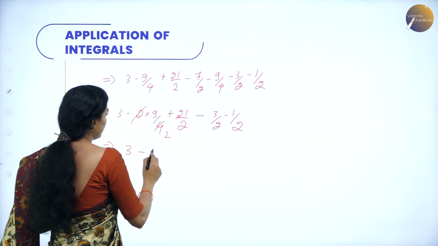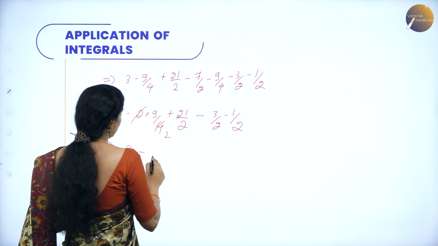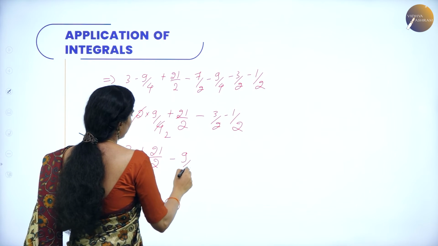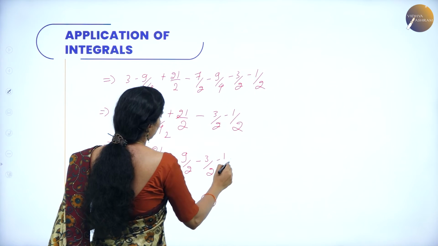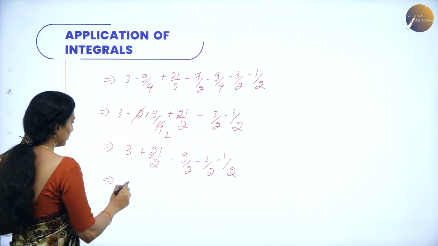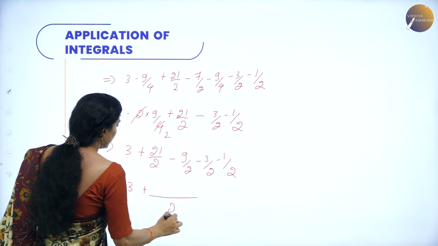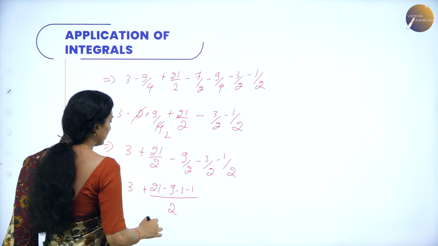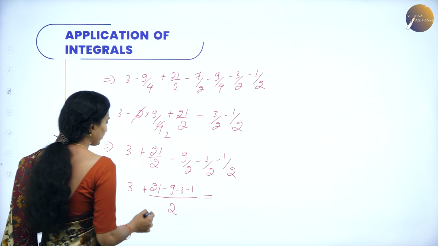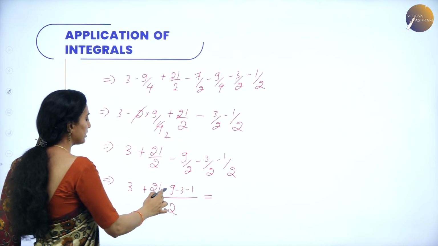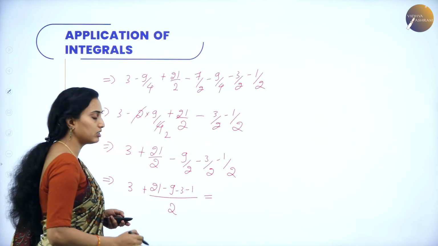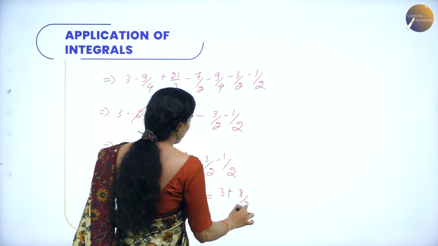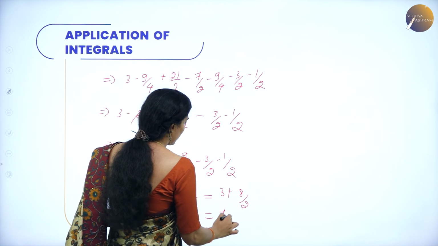So here the LCM will be equal to 1 by 2, correct? So we can write it as 3 plus 21 divided by 2 minus 9 by 2 minus 3 by 2 minus 1 by 2. Which will be giving you 3 plus 1 by 2 is the LCM. So 21 minus 9 minus 3 minus 1. So which will be giving you the value 21. So here minus 9 minus 3 minus 1, minus 10, minus 13. So 21 minus 13 is 8, so you are going to get 3 plus 8 divided by 2, which is nothing but 3 plus 4, 7 square units.